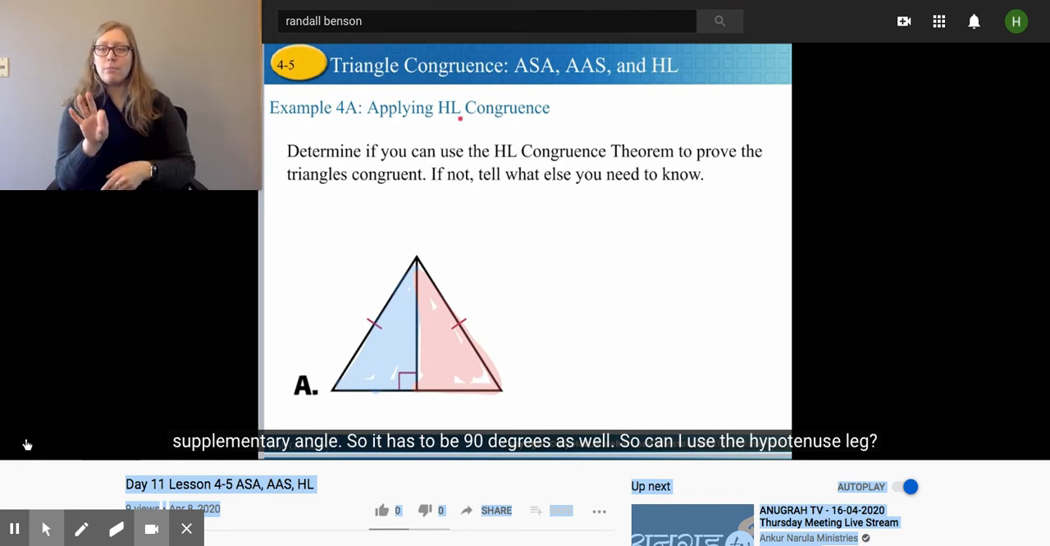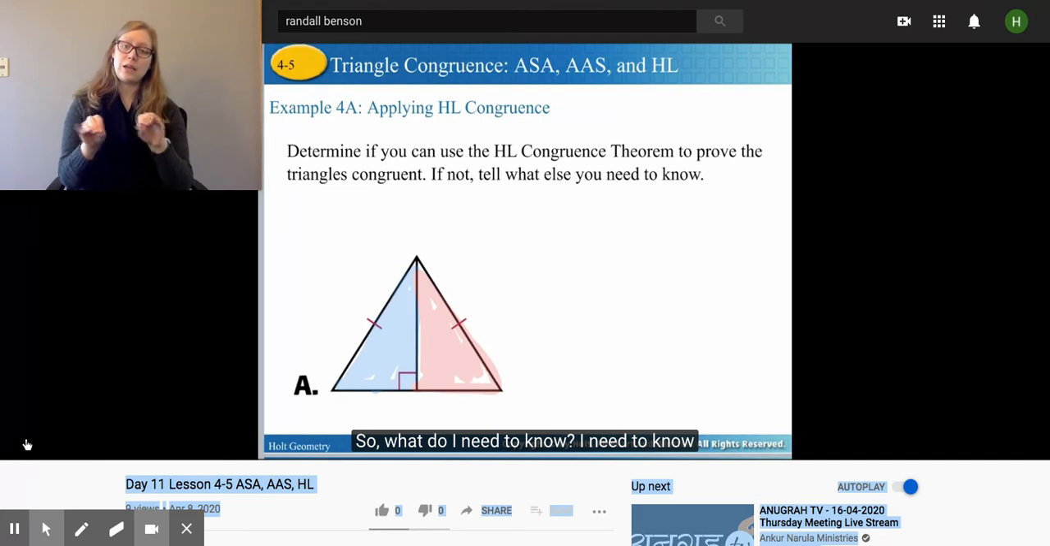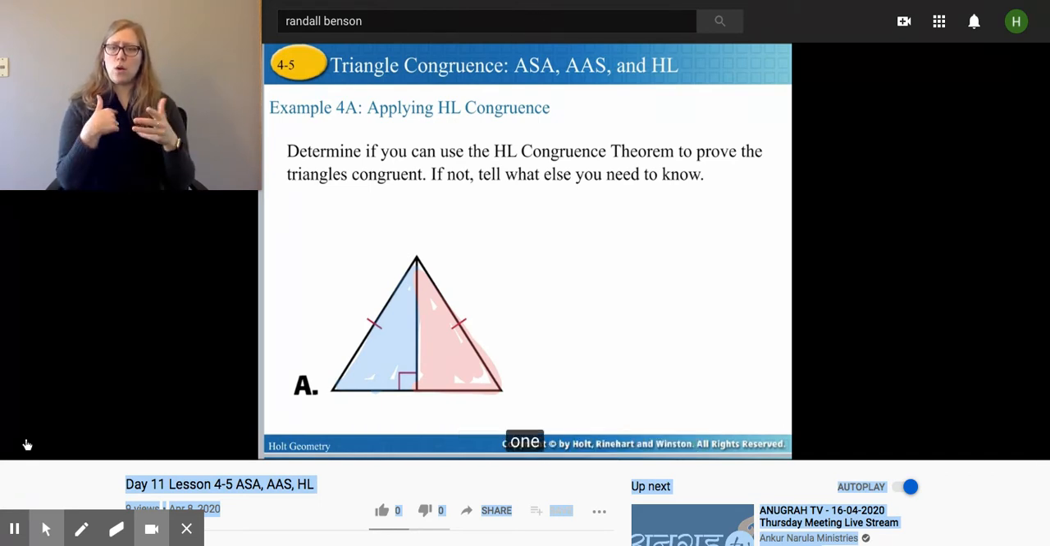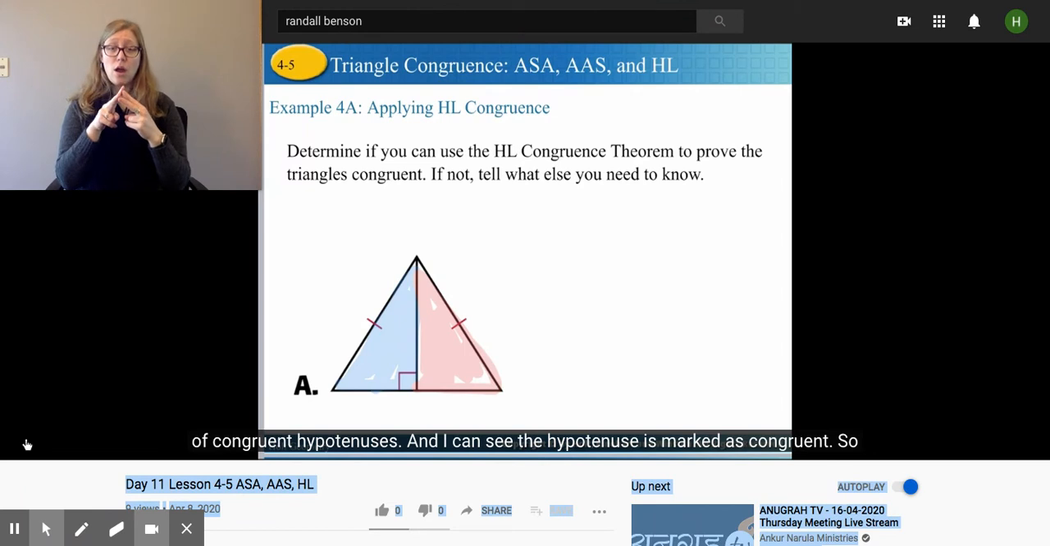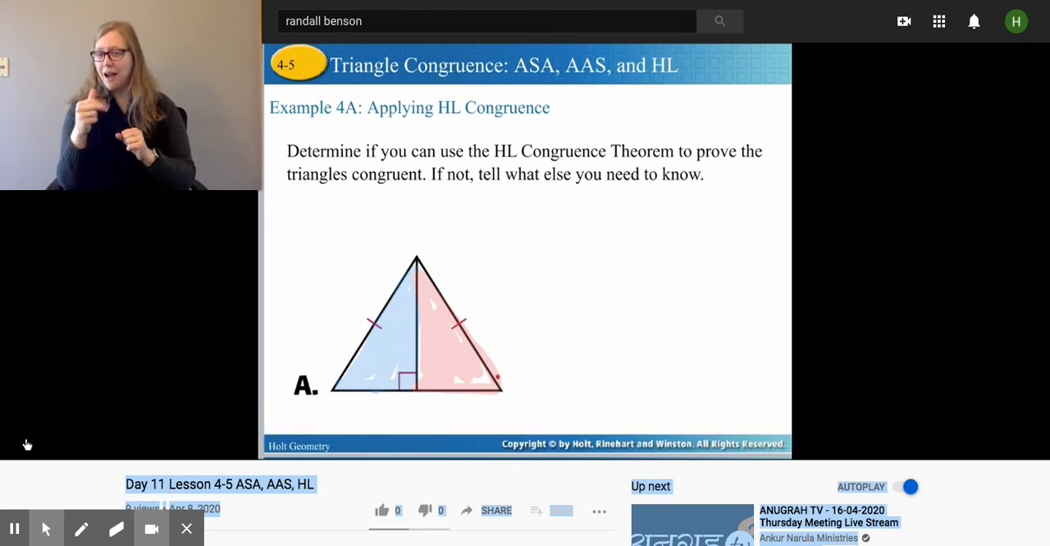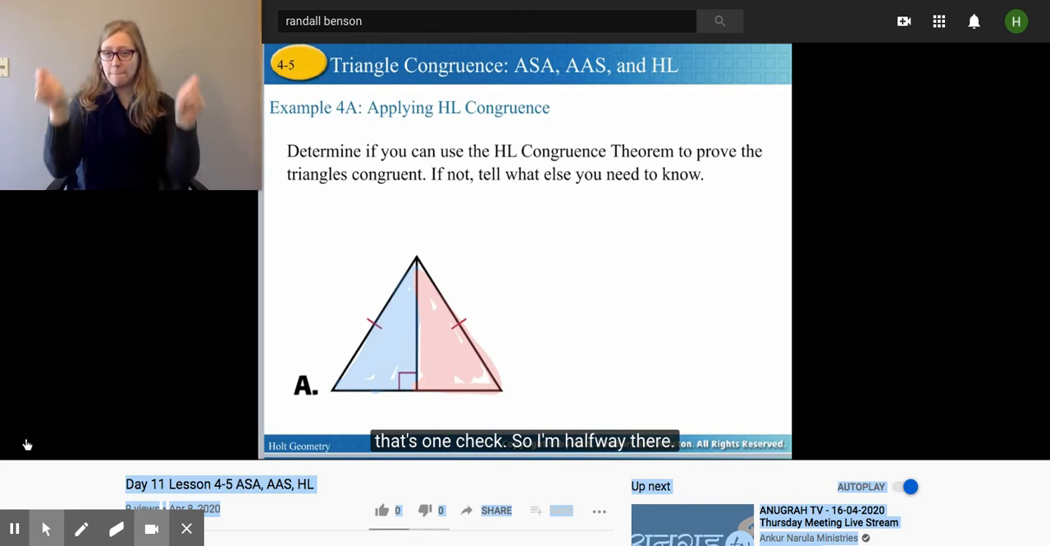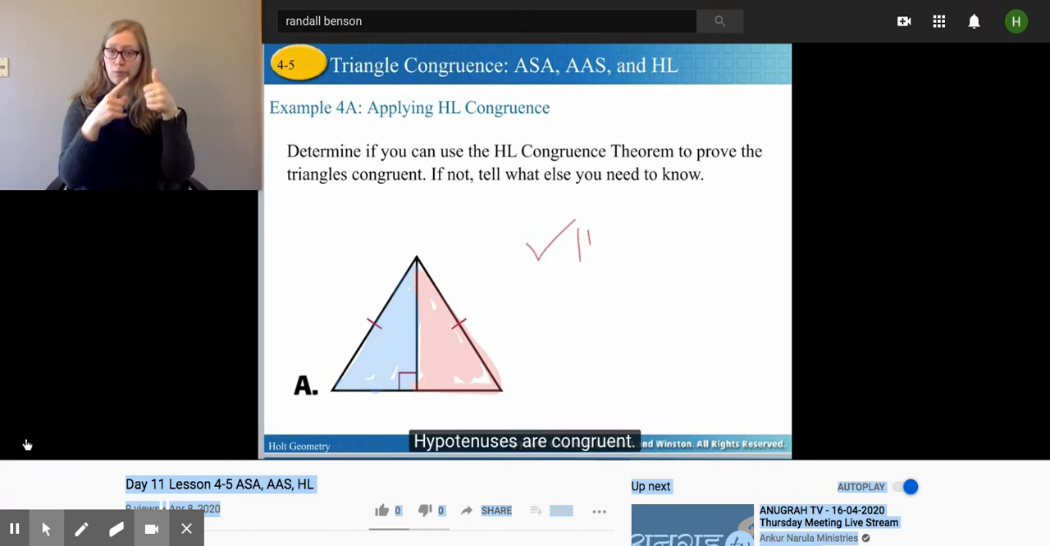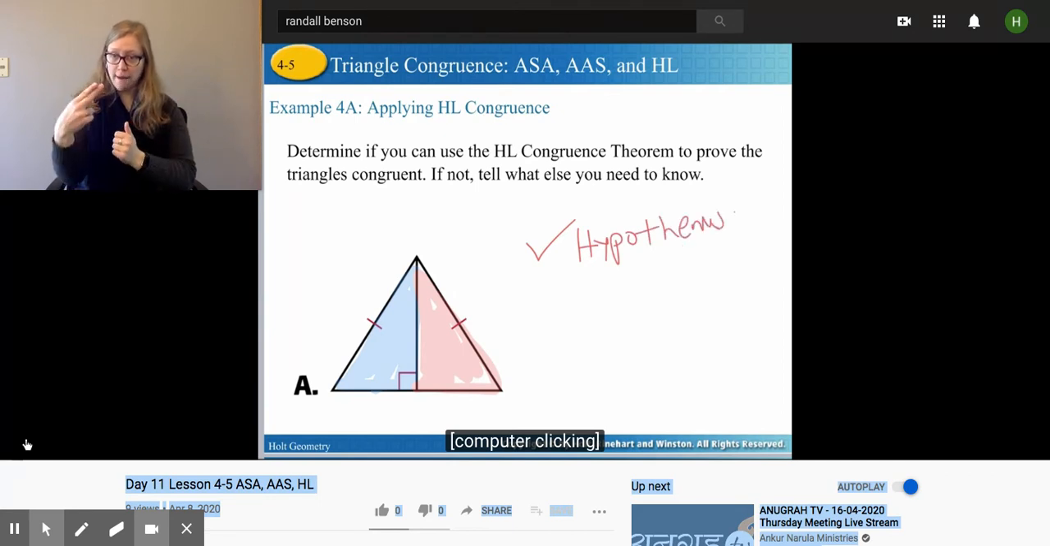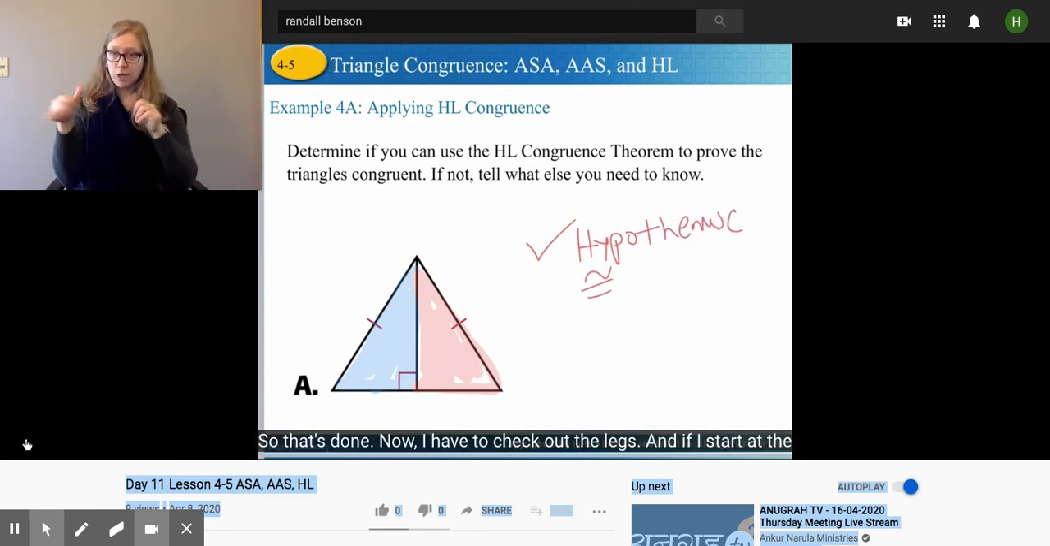So can I use the hypotenuse leg? What do I need to know? I need to know one pair of congruent legs and one pair of congruent hypotenuses. And I can see the hypotenuse is marked as congruent. So that's one check, and I'm halfway there. Hypotenuses are congruent. So that's done. Now I have to check out the legs.